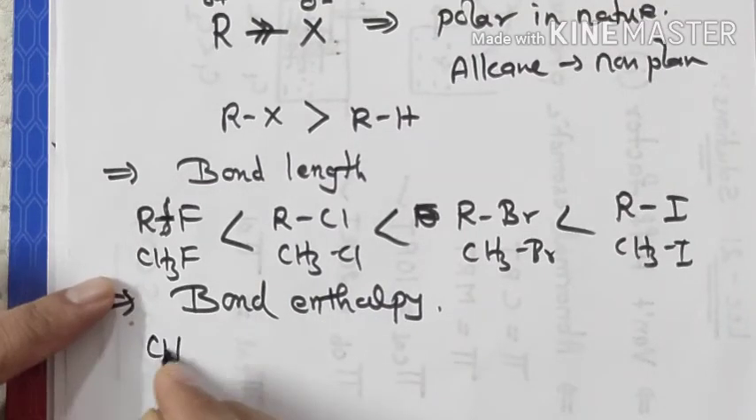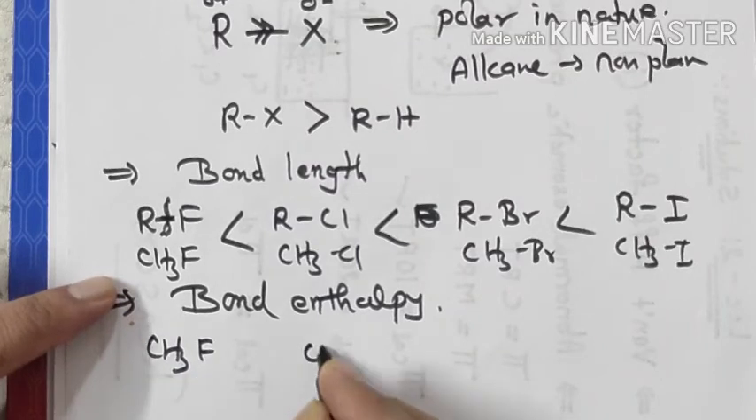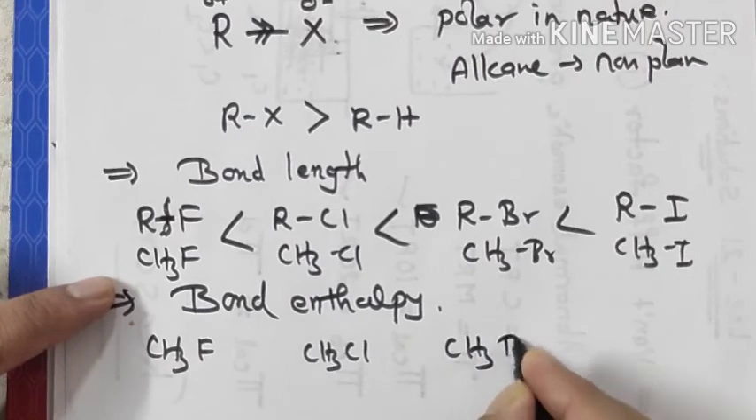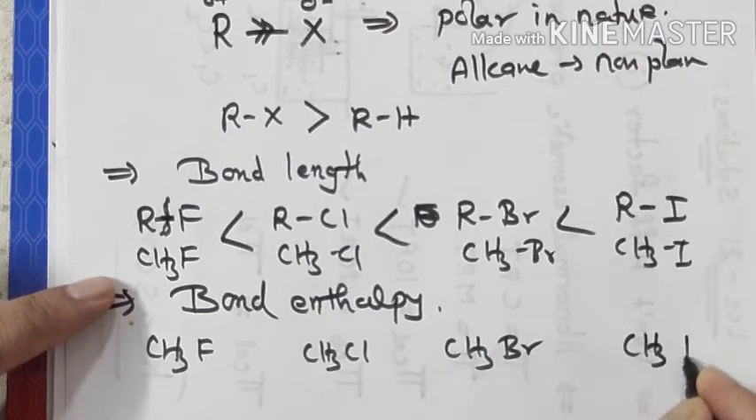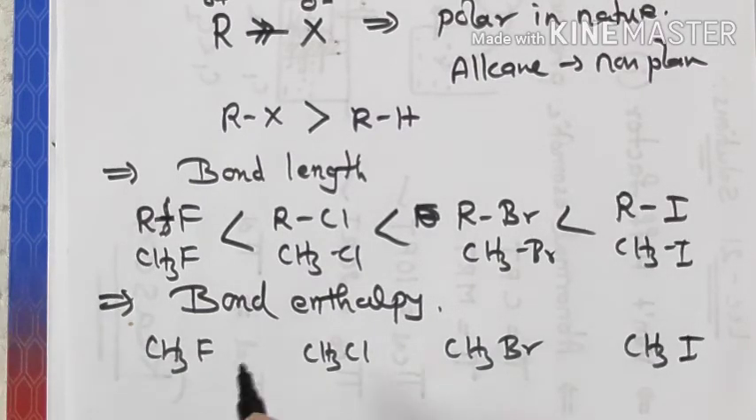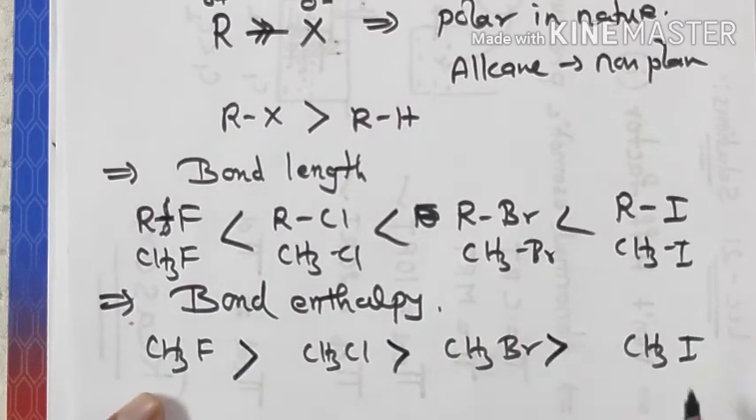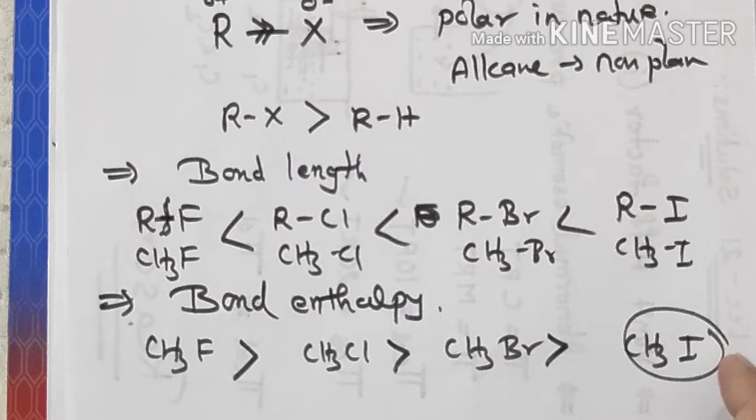So if I take CH3F, CH3Cl, CH3Br, CH3I, and talk about bond enthalpy, then the bond enthalpy of CH3F will be highest and CH3I will be least, right?